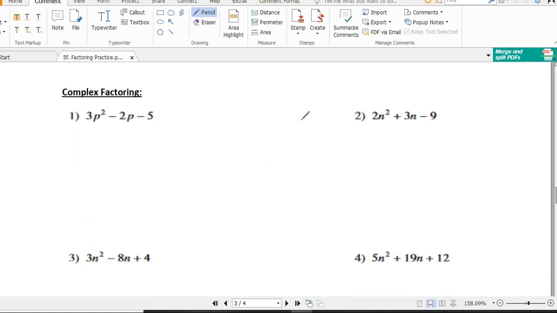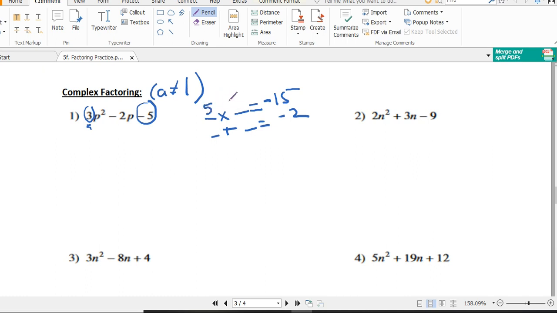Complex factoring. Complex factoring is when a does not equal 1. In this case, a clearly is not 1, it's a 3. So I need two numbers that will multiply to give me 3 times negative 5, and that's negative 15. At the same time, those two numbers must add to give me negative 2. So my two numbers would be 5 and 3. However, I notice that's a negative 2. If I set this as negative 3, would that make sense? Well, 5 plus negative 3 is actually positive 2, which means my 5 should be negative.